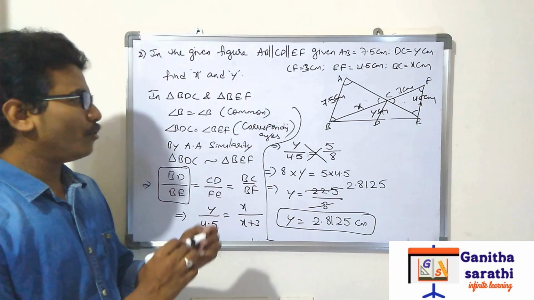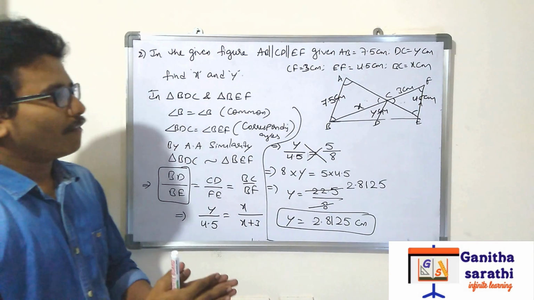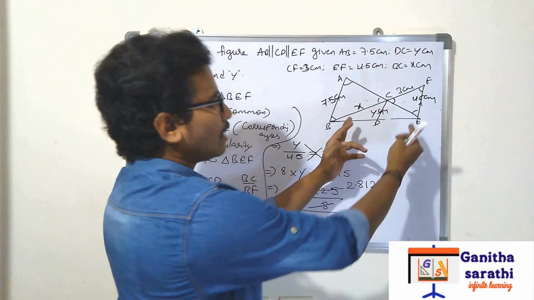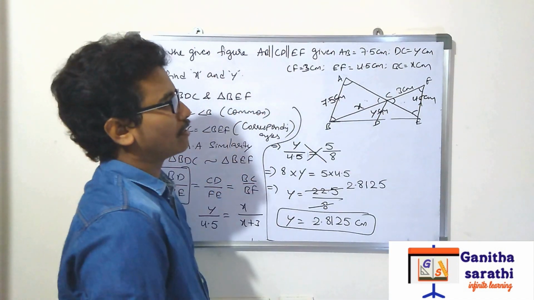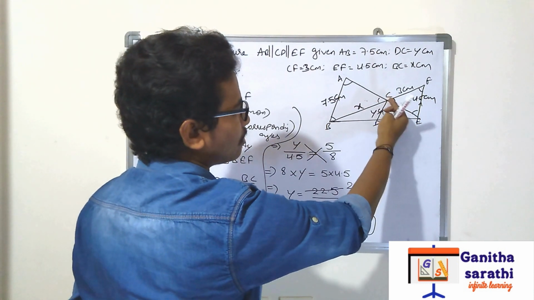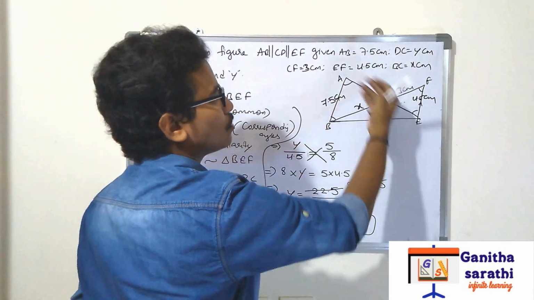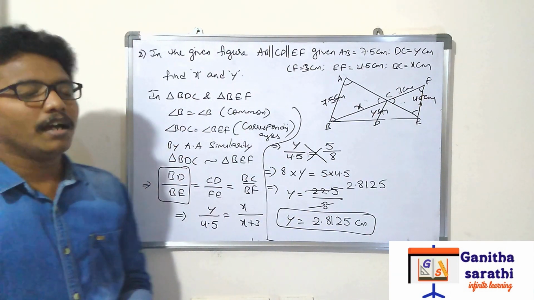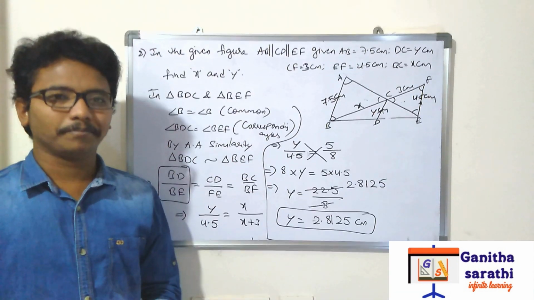Whenever you are doing the problems, first see why I am taking these two triangles first, because here x is there. Next, why I am taking these two triangles, here y is there. You can take these two also, but we are not taking them because we don't know the values of CE and AC. So there is no use in taking these two. So that's why the two triangles. Now let us move on to the next problem.